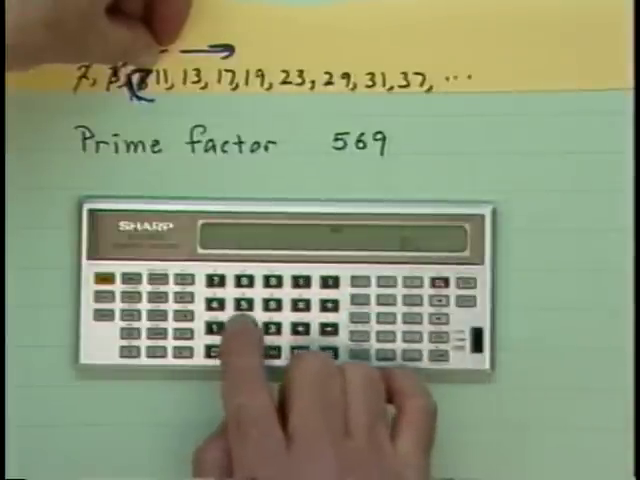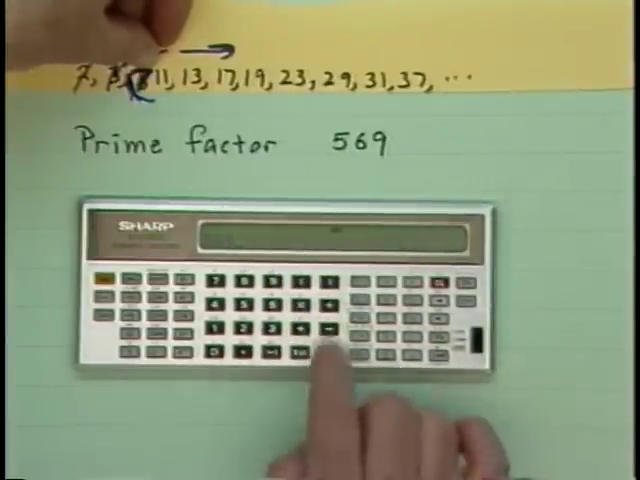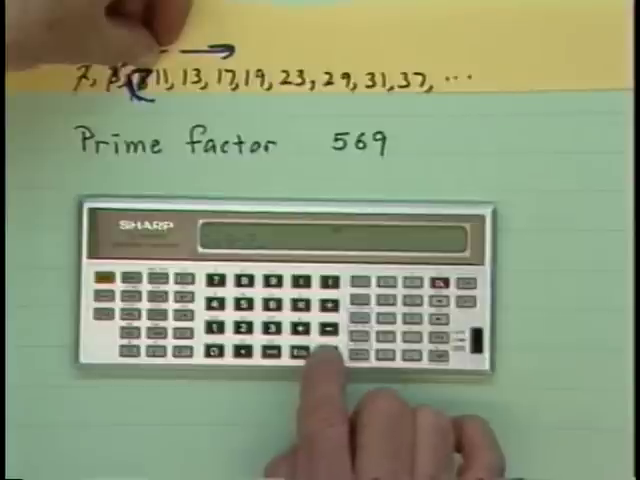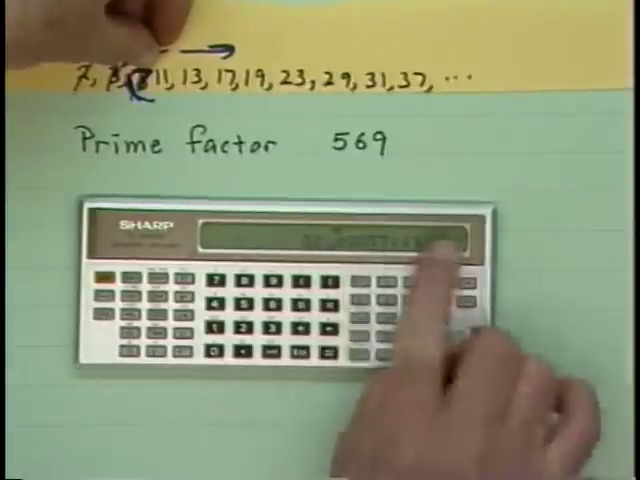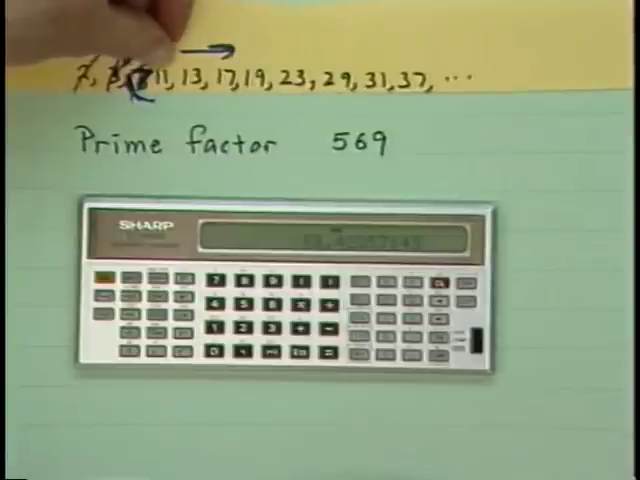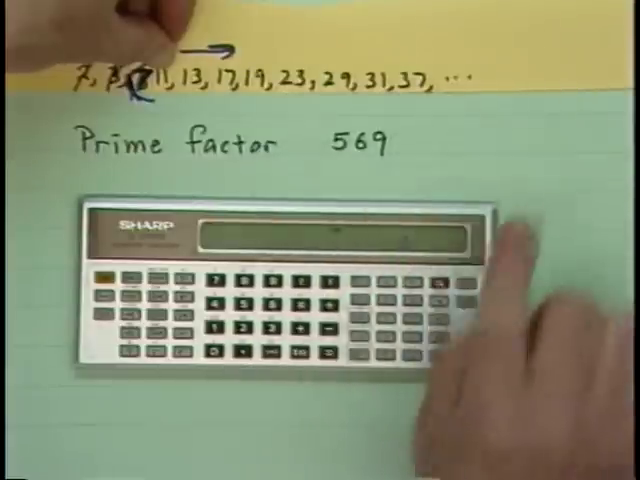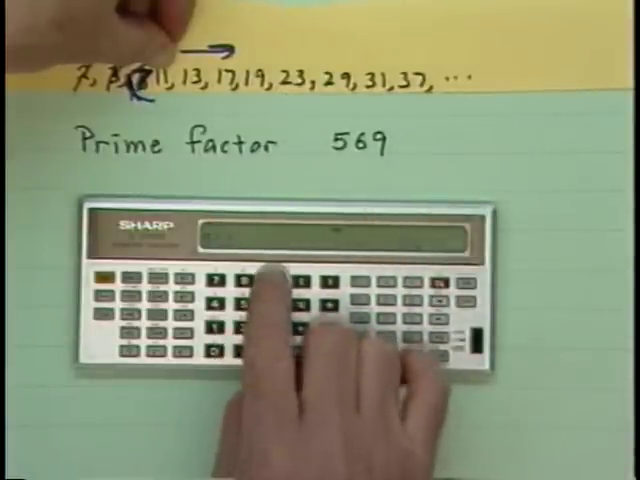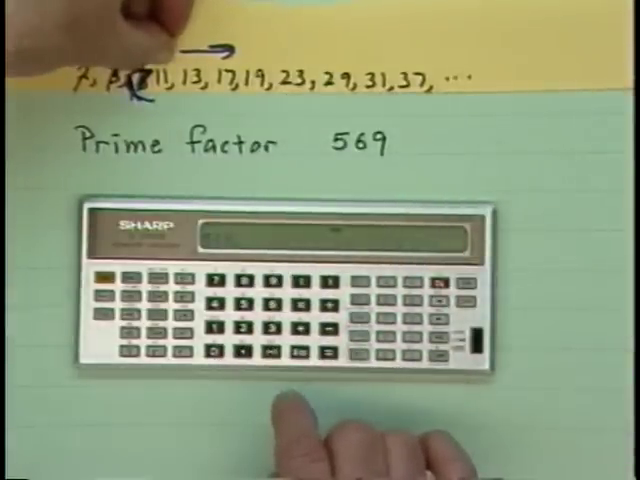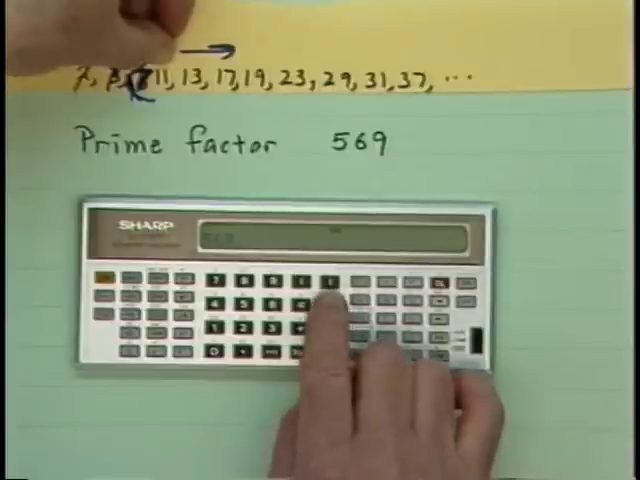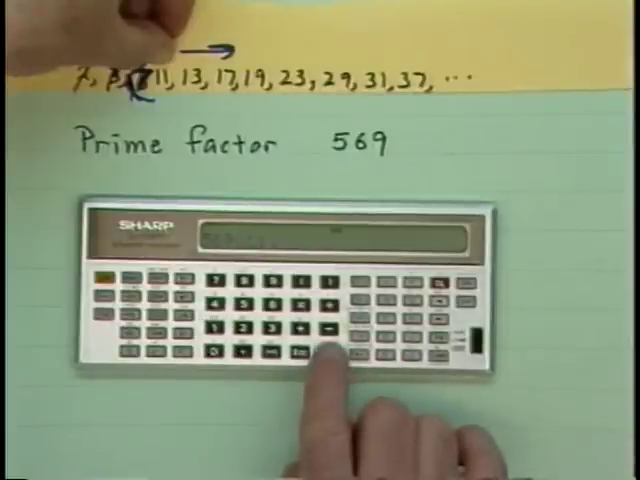We would take 569, divide by 7 equals, and we can see it does not go in evenly. So we'll move to 11, which means I must clear my calculator and re-enter that number, 569. Now try dividing by 11. So divide by 11.